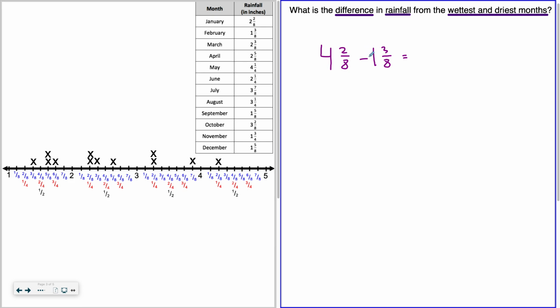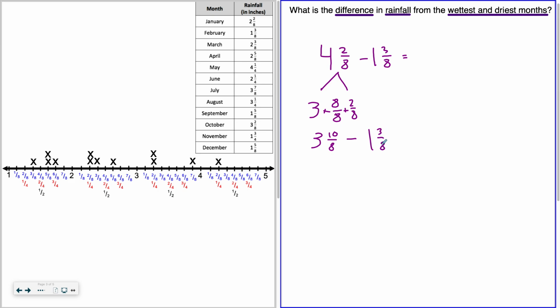So I notice I can't take away 3/8 from 2/8, so I'm going to have to decompose over here. So I make the 4 into 3 plus 1, but I'm going to represent this one whole as eighths. So a whole, I need 8/8 to make a whole. So I have 8/8, and then I also have the 2/8 that was originally there. So I have 3 plus 8/8 plus 2/8. So let me combine this. This equals 3 8/8 plus 2/8 is 10/8. So I have 3 10/8 now, minus my 1 3/8.